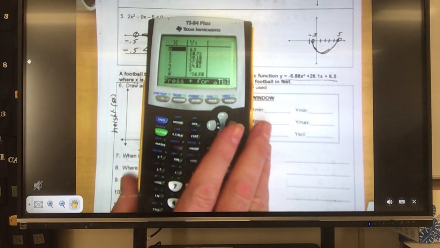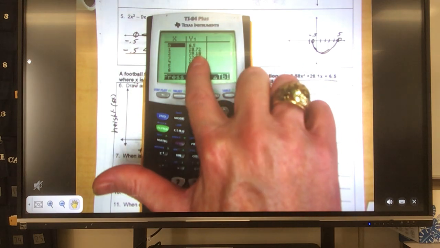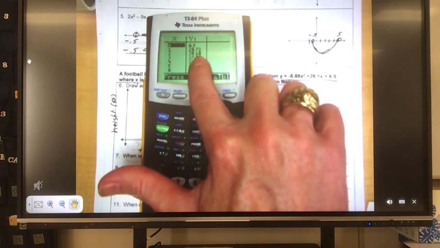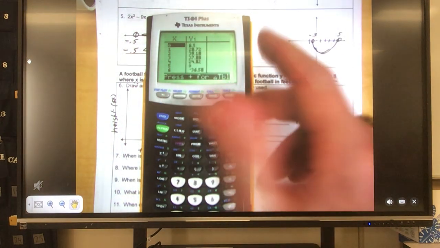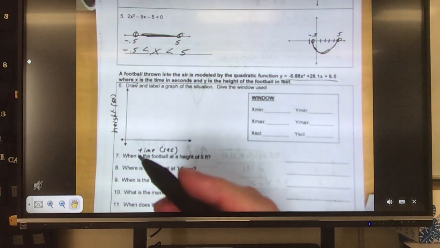So it tells me right now, the highest this ball goes is, looks like 39 feet right there, so approximately 40 feet, and then it starts coming down. So what should we count by if it's going up to 40? 2s?